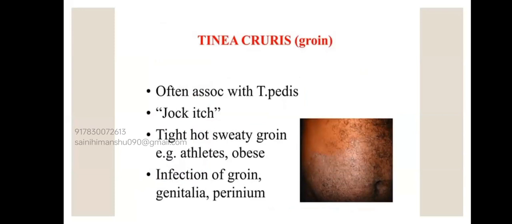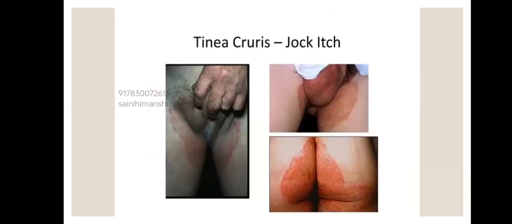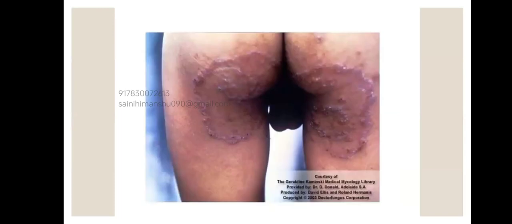It is tinea cruris. It is in the groin region. We are calling it jock itch. And more sweat, more heat can cause this, especially in obese persons and those who are having more sweating. And maybe it spreads to the groin, genitalia, and perineum area. And ask them to use cotton dress, loose dress, and maintain personal hygiene. See this, you can see like this. These all are jock itch. See this type of lesions.